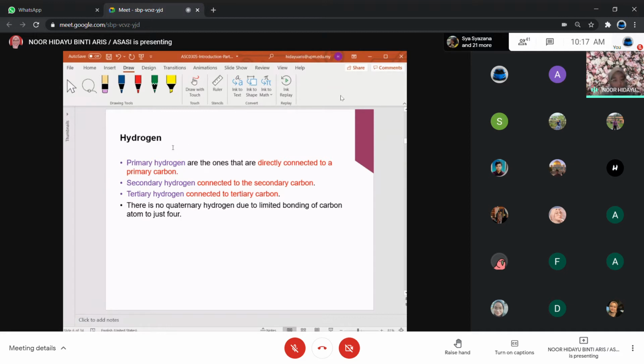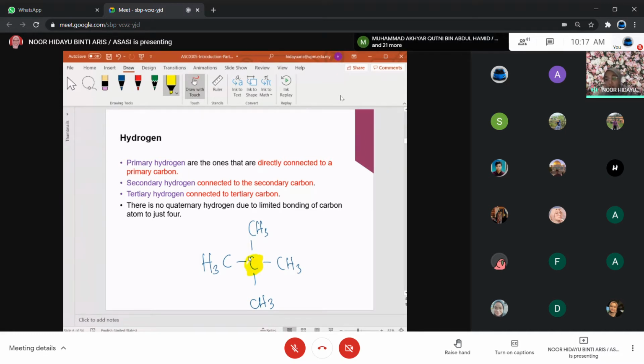So hydrogen senang saja, dia akan follow carbon yang dia attach tu. Kalau dia duduk dekat carbon yang dia attach tu adalah primary carbon, hydrogen tu akan jadi primary hydrogen. Okay, primary hydrogen are the one that are directly connected to a primary carbon. Okay, if we have this one. Okay. So, to classify a hydrogen, first you need to classify the carbon dulu.